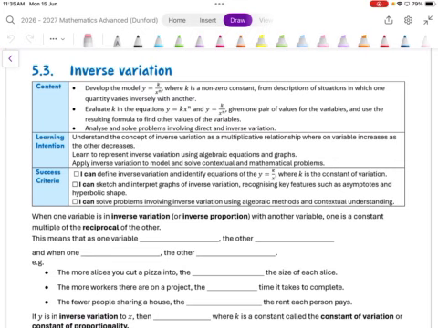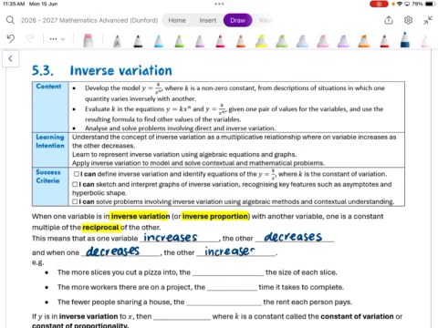Inverse variation. When one variable is in inverse variation or inverse proportion with another variable, one is a constant multiple of the reciprocal of the other. What this means is that as one variable increases, the other decreases. And as one decreases, the other increases.